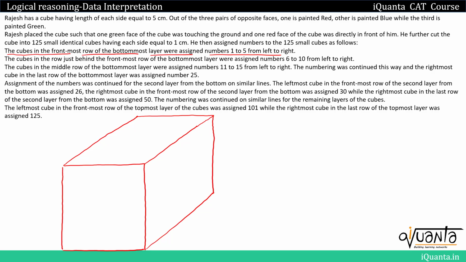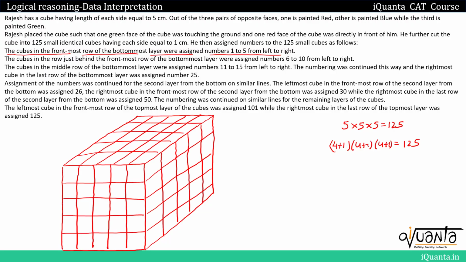So this is our cube. We know that the side of the large cube was 5 cm. Then he was cutting that big cube into smaller 125 identical cubes. So 5 cross 5 cross 5 will be equal to 125. That means we can write it as 4 plus 1, 4 plus 1, 4 plus 1. So that means we'll have 4 cuts along x-axis, 4 along y-axis, 4 along z-axis. So this will be the cube that we'll get after cutting it.